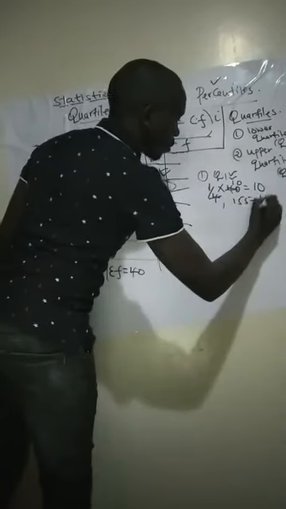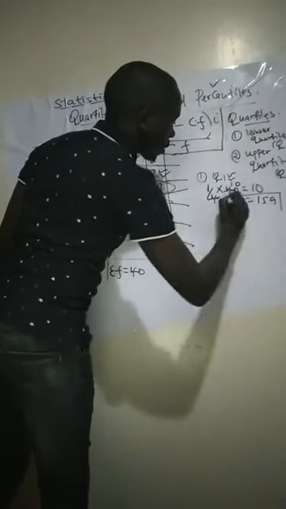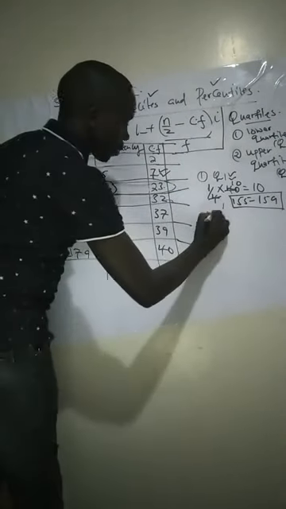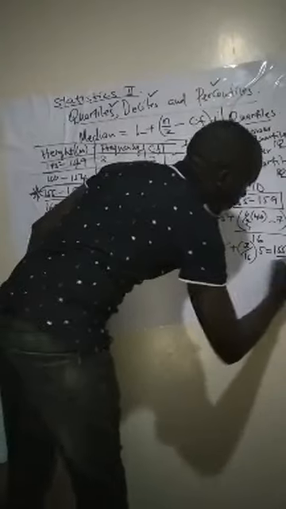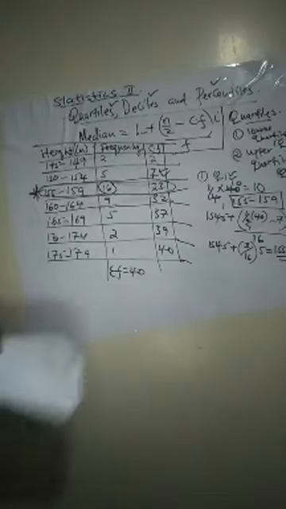So let me capture that: 155 to 159. Again, replacing the formula. Lower class limit, 154.5, plus a quarter of 40, minus CF, the cumulative frequency above, which is 7. We should get 155.4375. That is the lower quartile. That is Q1. How about Q3?